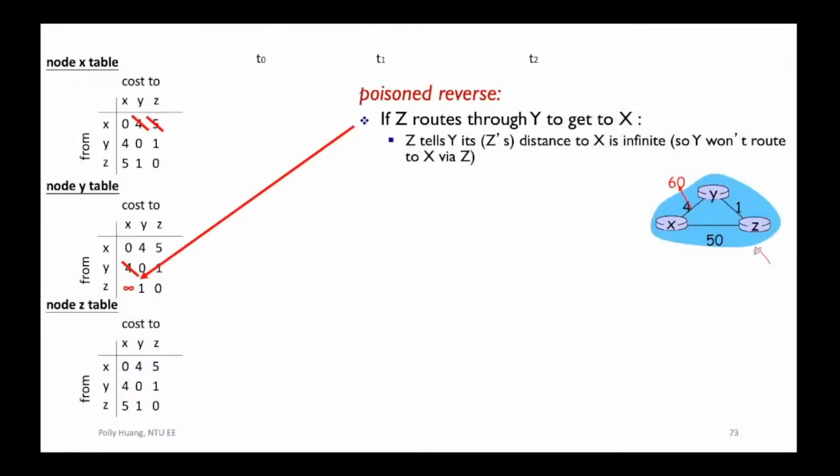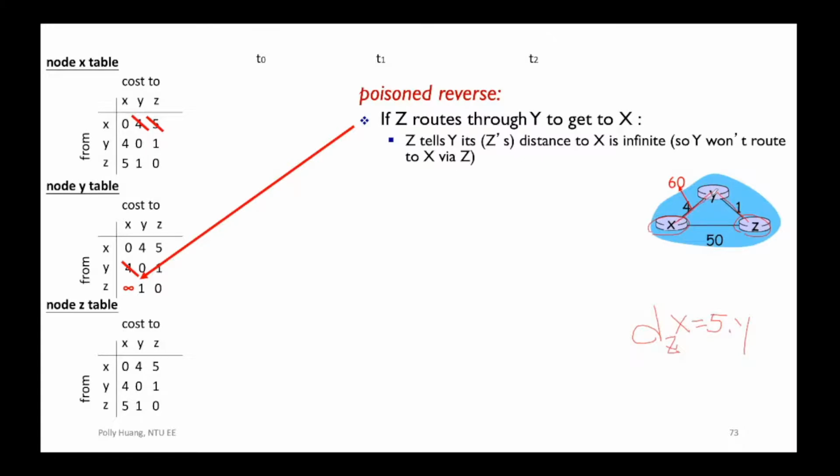Let's use the same example to illustrate how Poisson reverse works. So, taking one step back, before we have the link cost change. Now Z here will discover a shortest path to X this way, Z, Y, X. So the shortest distance from Z to X is 5, and the next hop router is Y.